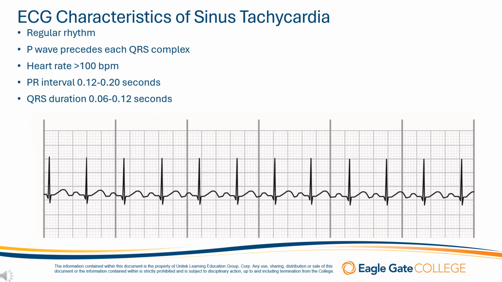When identifying sinus tachycardia on an ECG, there are several key characteristics to look for. The rhythm in sinus tachycardia is regular. This means that the intervals between each heartbeat are consistent. The heart is beating faster than normal, but it maintains a regular, steady pace.